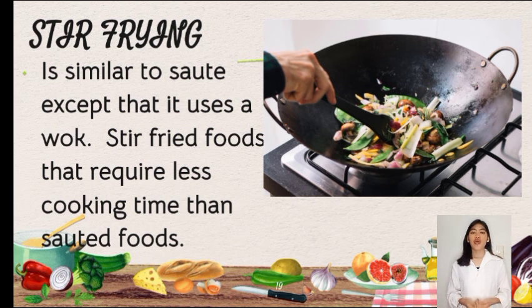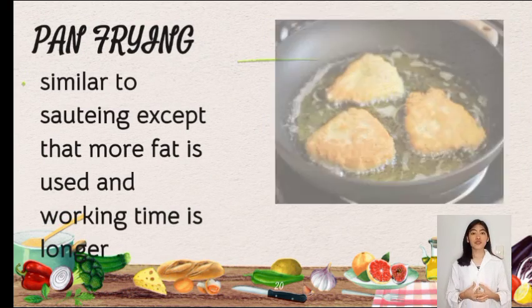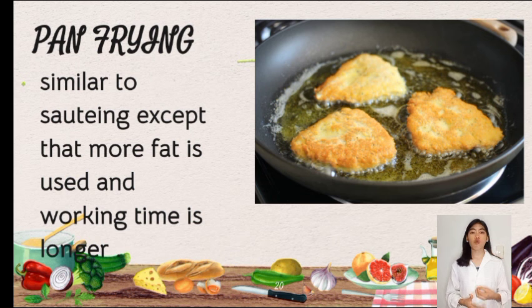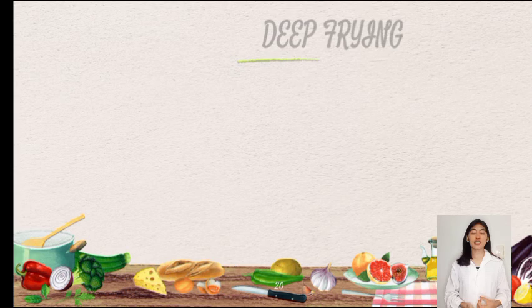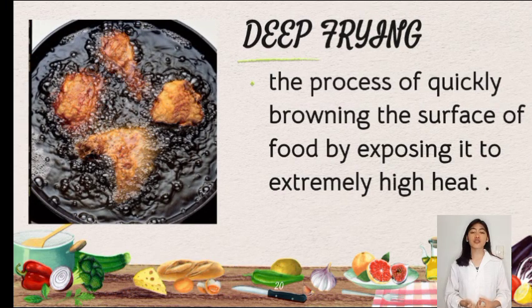Then, we also have pan frying. It is also similar to sautéing except that more fat is used and working time is longer. While deep frying is the process of quickly browning the surface of food by exposing it to extremely high heat. So it is not considered a moist heat method because fat is used instead of water.